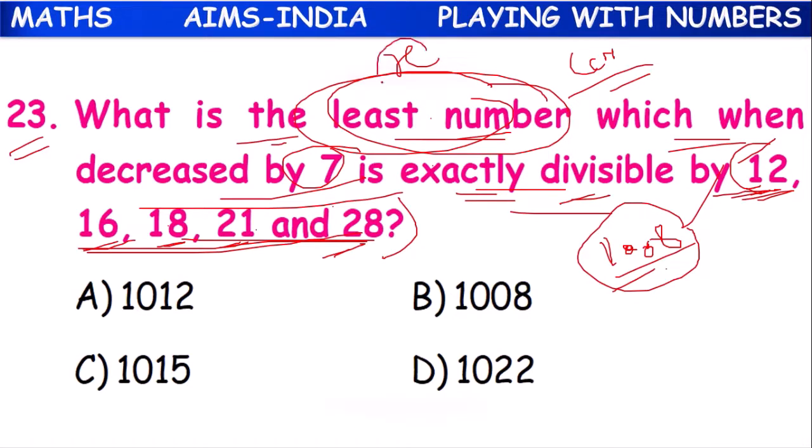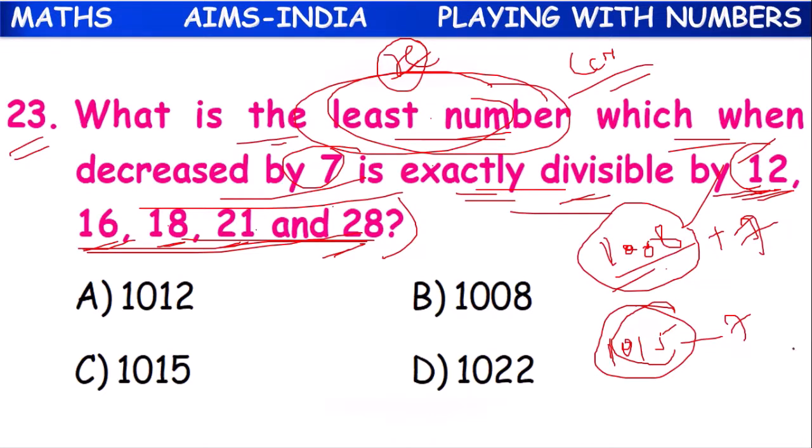But our required number is decreased by 7. Means for the LCM we have to add 7. Then 1015 is the required number, from which if we decrease 7, what we will get? 1008 we will get. According to LCM, it is exactly divisible by all these 5 numbers.